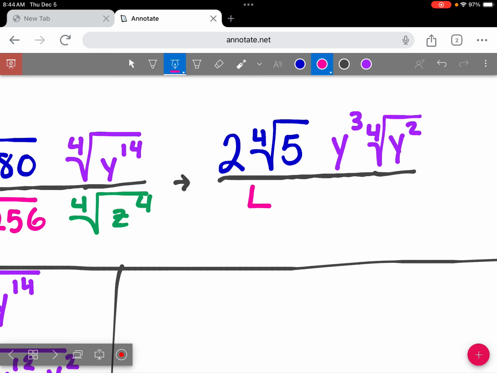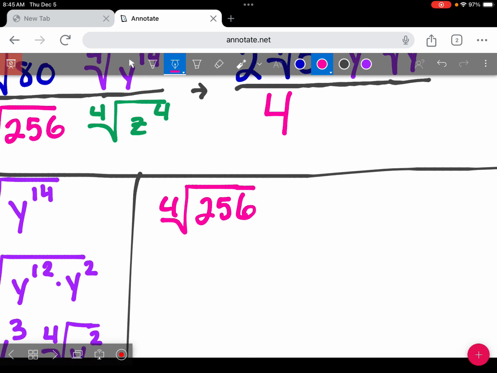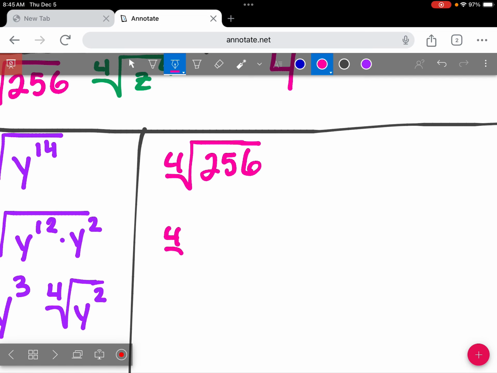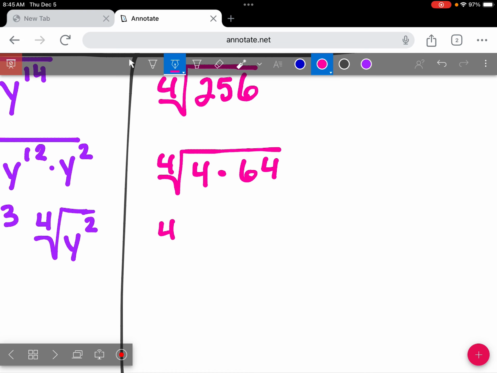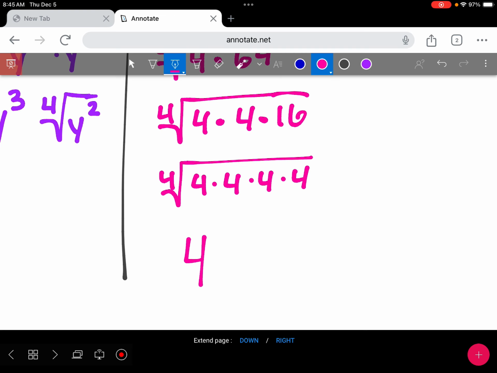So this is going to be a 4. I'll write it out real quick. A fourth root of 256. Again, you can type that in your calculator, or you can break this down the same way, where we have 4 times 64, which is the same thing as 4 times 4 times 16, which is the same thing as 4 times 4 times 4 times 4. And there's way too many 4s, but it just simplifies down to be 4.